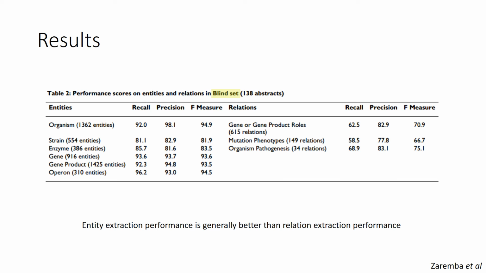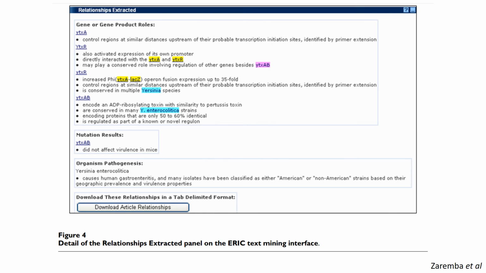Now to discuss the results of this study. The take-home message really is that entity extraction performance is typically better than relational extraction performance. If you look at the left-hand side, that is the entity extraction process, and the right side is the relational extraction process. So you can see the entity extraction typically performs much better than relational extraction.